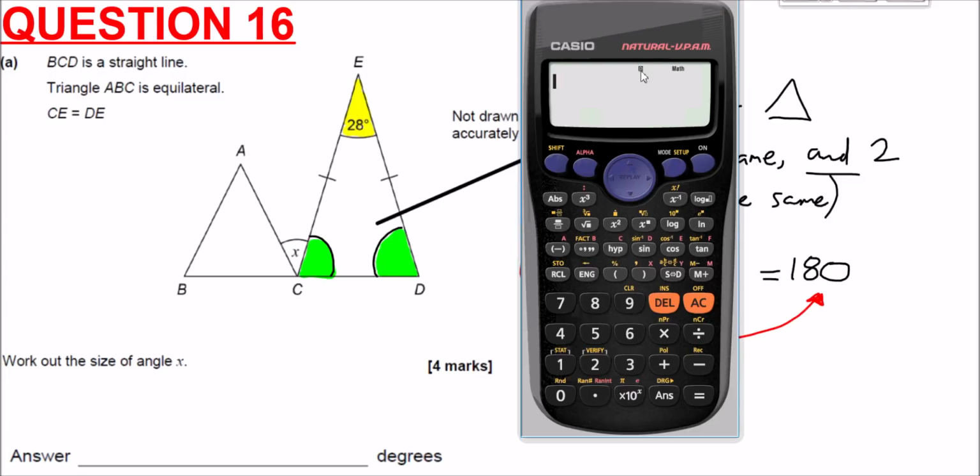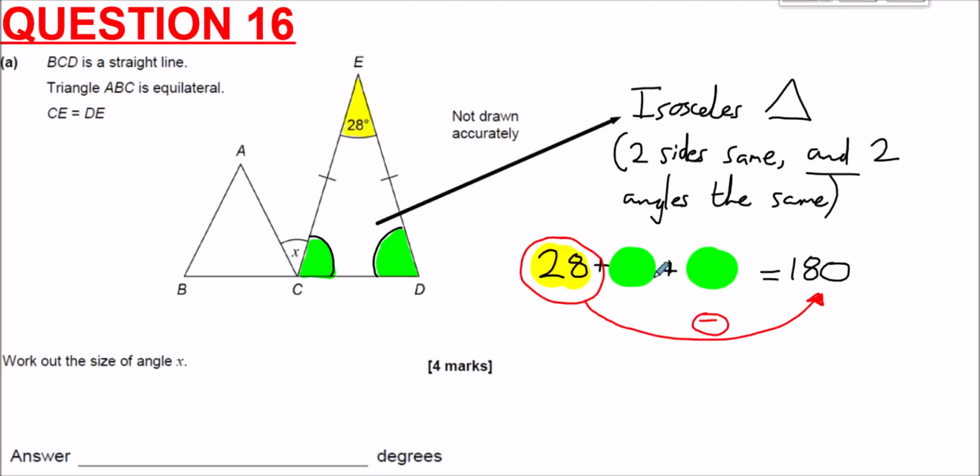Just resetting my calculator there from the previous question. 180 minus 28 is 152. And so these 2 green angles combined will be 152.